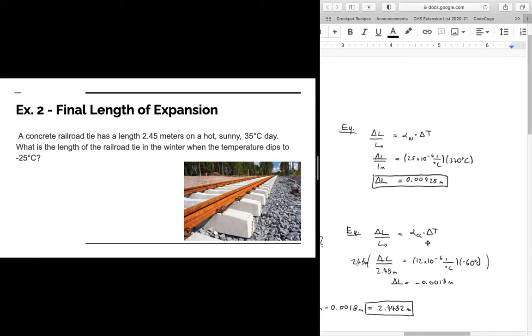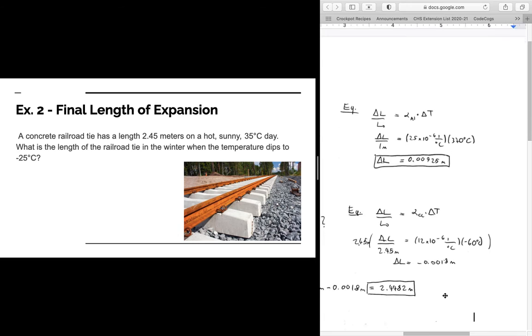So again, we plug our knowns and unknowns into our equation. So again, we're looking for delta L. L naught is 2.45 meters, and then alpha is going to be 12 times 10 to the negative 6, and delta T is negative 60. All right, so to solve this equation, we multiply both sides by 2.45 meters, and that gives us delta L equals 2.45 times 12 times 10 to the negative 6 times negative 60. So we're going to get delta L equals negative 0.0018 meters.